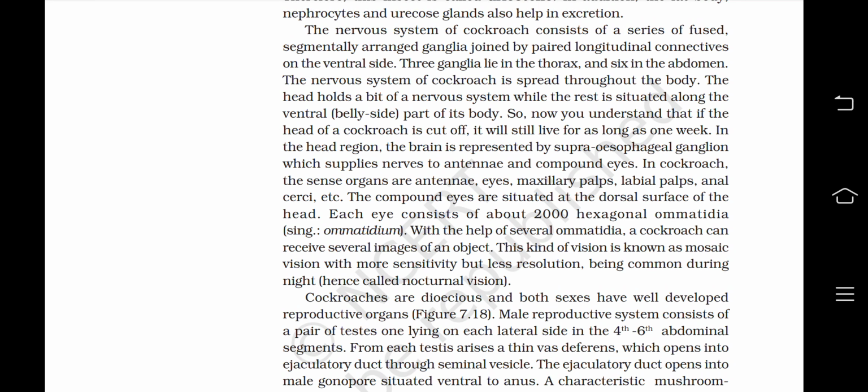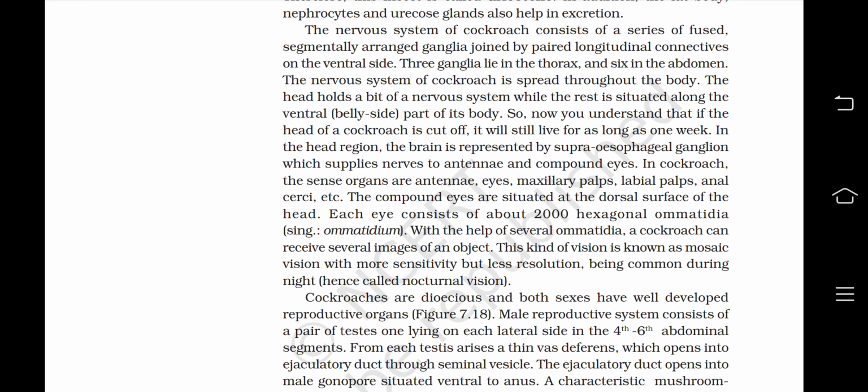In the head region, the brain is represented by supraesophageal ganglion, which supplies nerves to antennae and compound eyes. In cockroach, the sense organs are antennae, eyes, maxillary palps, labial palps, anal cerci, etc. The compound eyes are situated at the dorsal surface of the head. Each eye consists of about 2000 hexagonal ommatidia, singular ommatidium. With the help of several ommatidia, a cockroach can receive several images of an object.